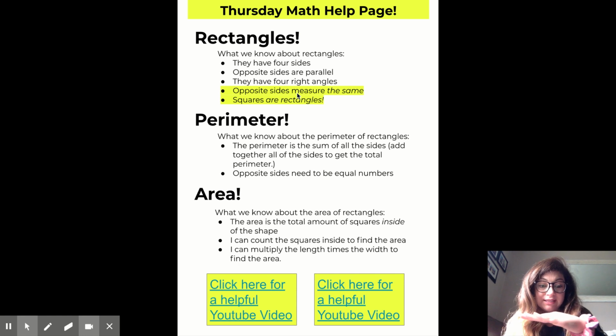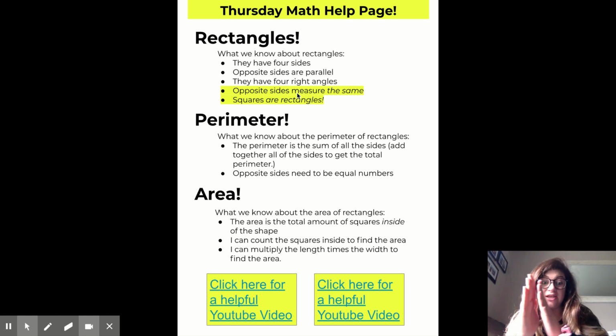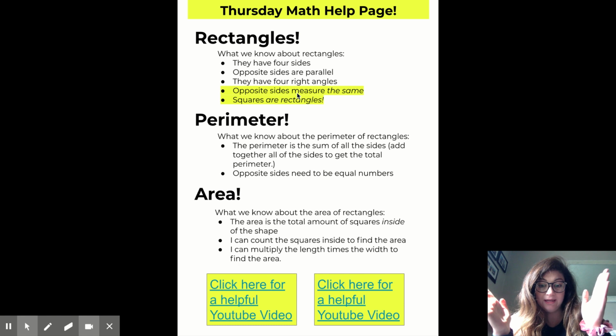So if this side of the rectangle is 5, the top, the opposite parallel side, also needs to be 5. And if this side is 3, the opposite side also needs to be 3, because I know a rectangle has opposite sides that measure the same. So be careful and make sure that your rectangle has the same number of feet on each side.